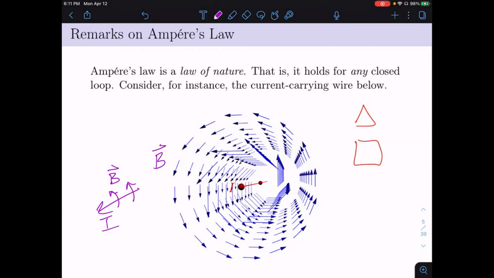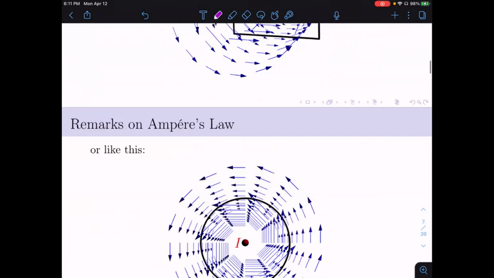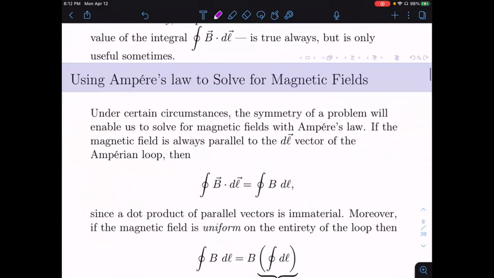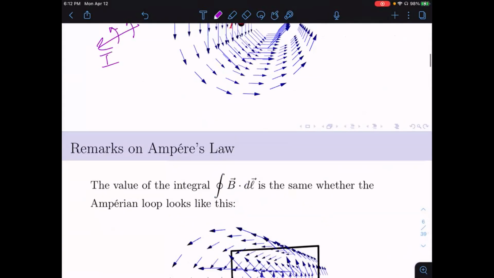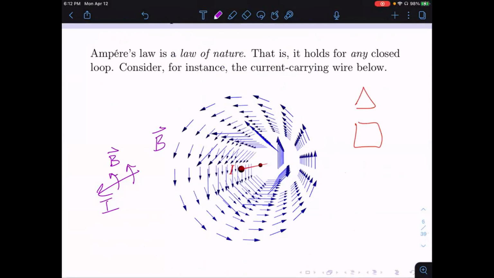So I see a question here: does Ampere's law apply to circular loops? Good question. Ampere's law, I believe it's actually stated right down here. Ampere's law applies to any closed loop, but for the purposes of this class, using your symmetry arguments, it's only useful for a circular loop.